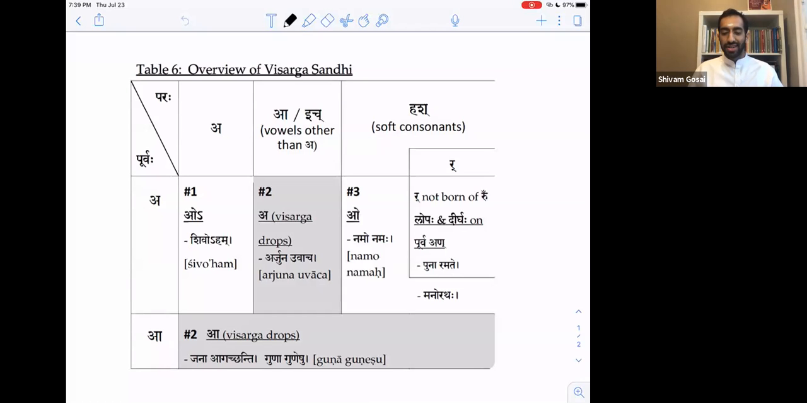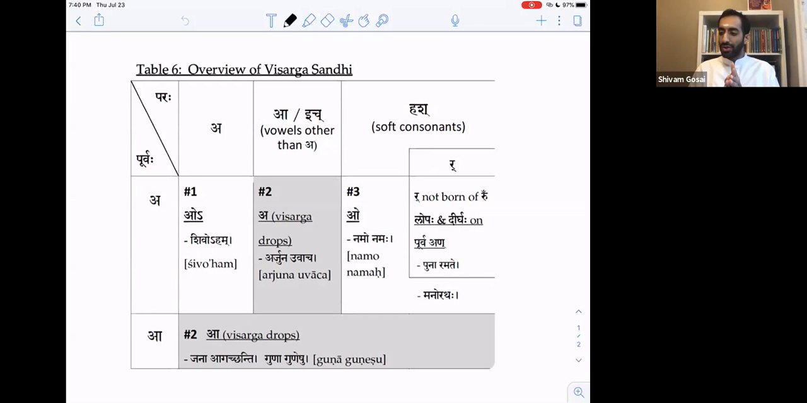This chart is pretty integral for our success in understanding Visarga Sandhi. Essentially, this chart over time will come into our mind one by one. Now, I only took one section of the chart because this is only the section we've done so far.